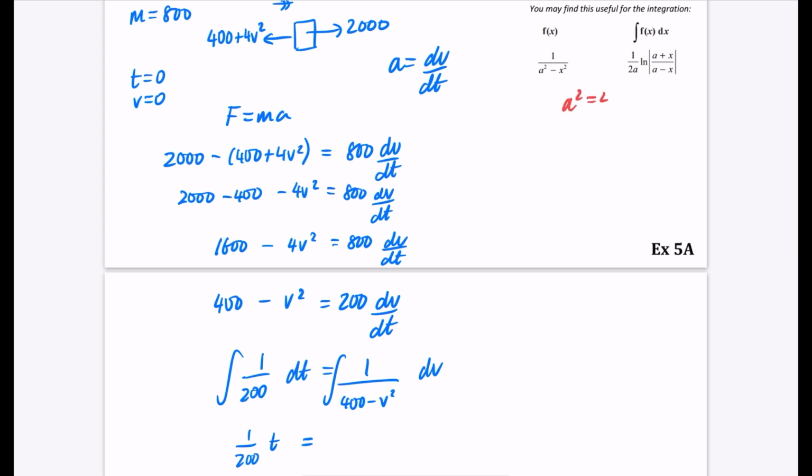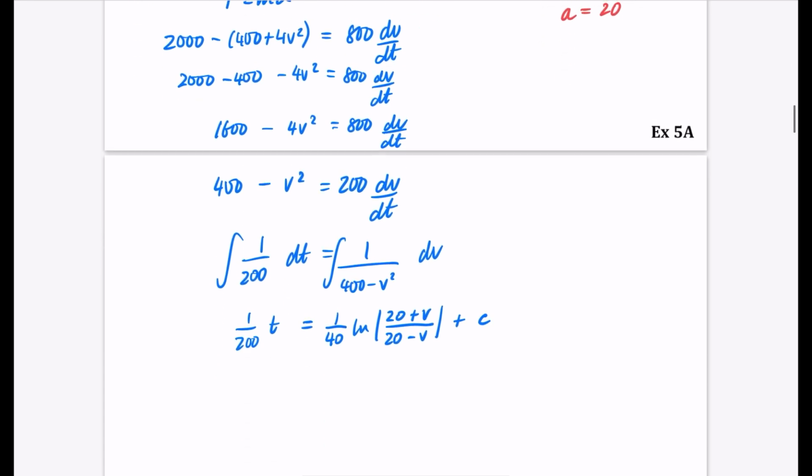So in our case, a squared is 400, which means a is the square root of 400, which is 20. 20 times 20 is 400. So we get 1 over 2a, that's 1 over 40 ln of a plus x. That is a plus v, because obviously v and x are different, and 20 minus v. And then we get some kind of constant, so I'm just going to use the letter c for this.